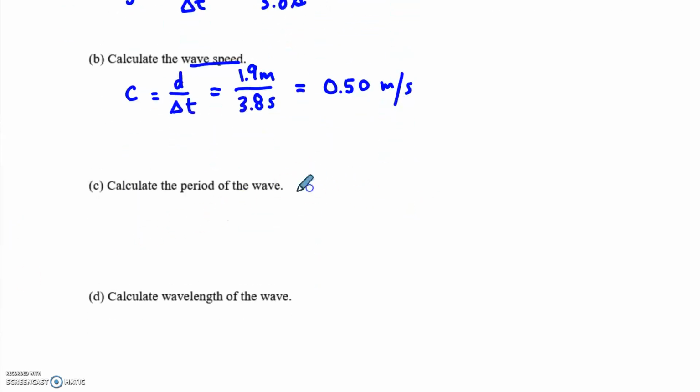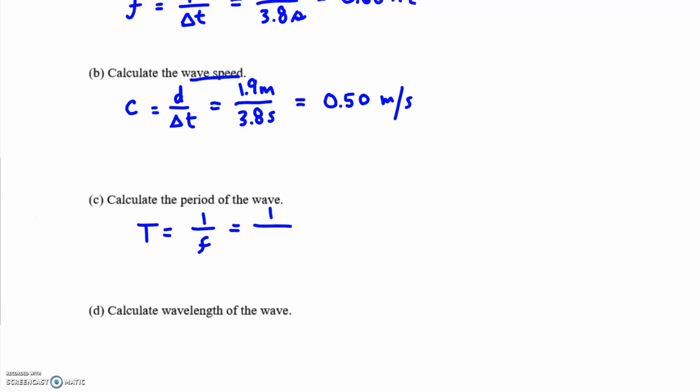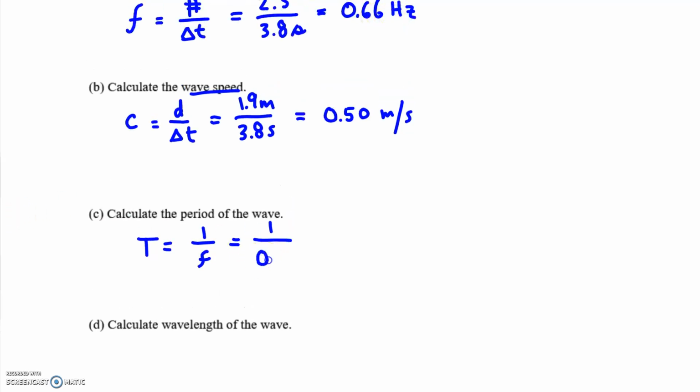For period, we know that it is the inverse of frequency. They are reciprocals of each other. So we're going to do 1 over and use the unrounded value. I think it's something like 0.657. And when you calculate the answer, you get 1.52. But for sig figs, we'll make it 1.5.